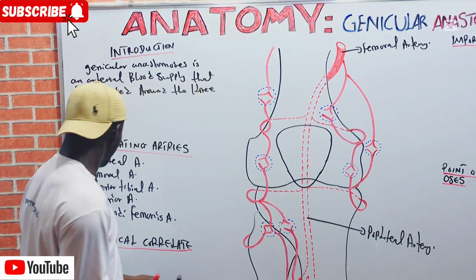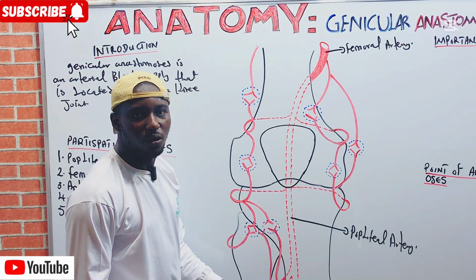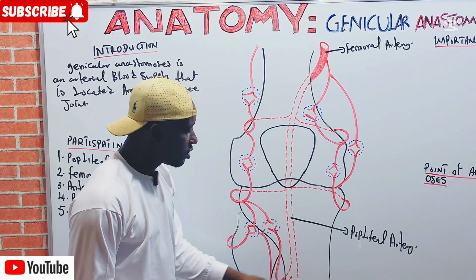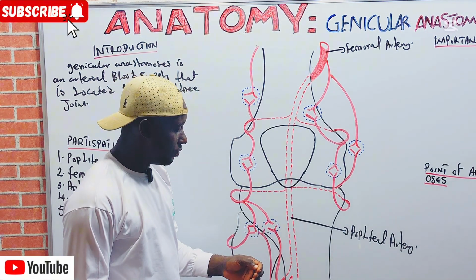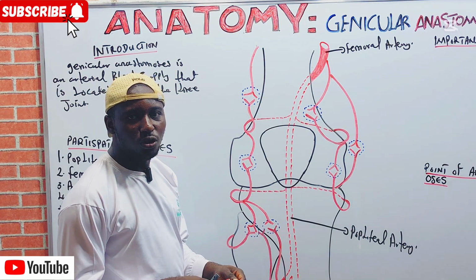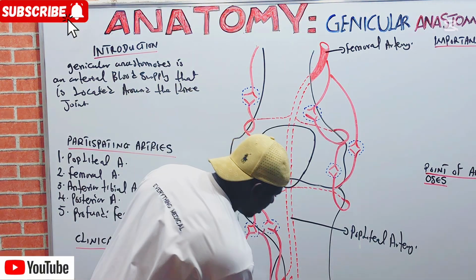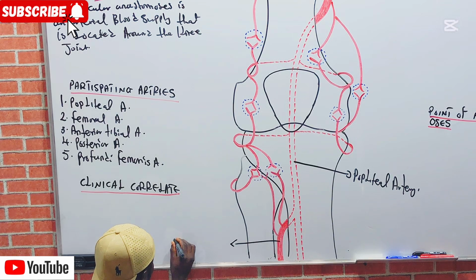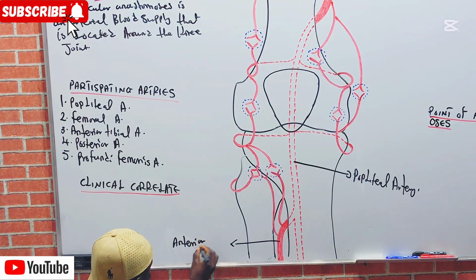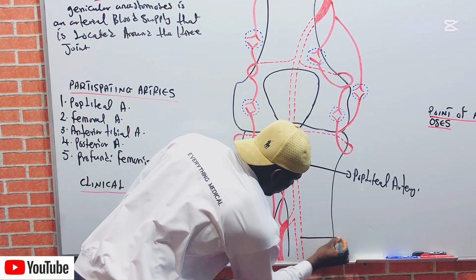Now, the next artery is the anterior tibial artery, because as the popliteal artery continues downward, it descends to get towards the posterior aspect of the tibia bone, and it has to bifurcate into two terminal branches, which are the anterior tibial artery and the posterior tibial artery. Now, this is the anterior tibial artery. Here is our posterior tibial artery.